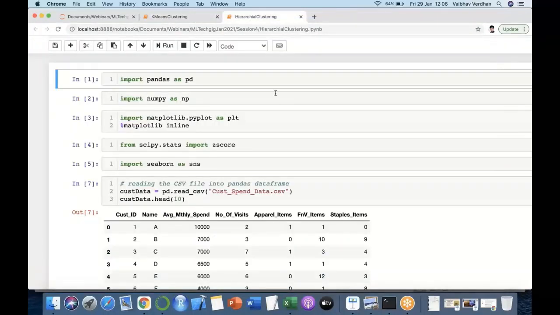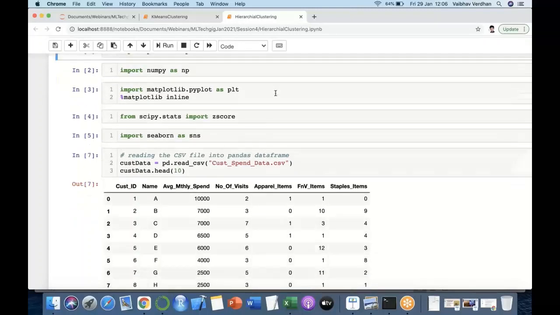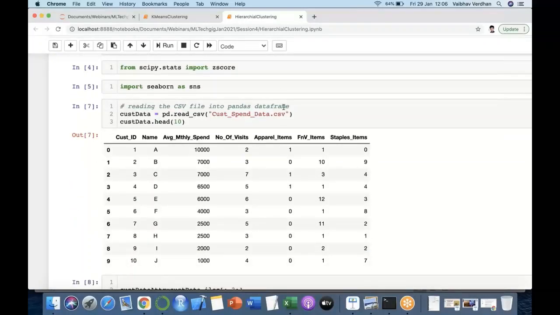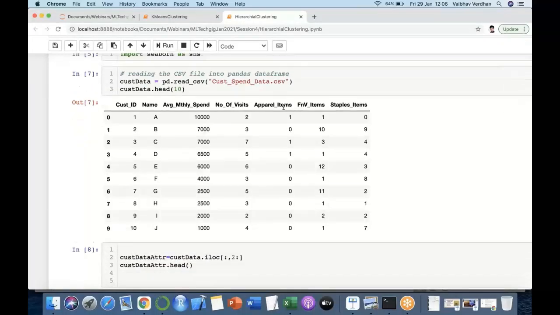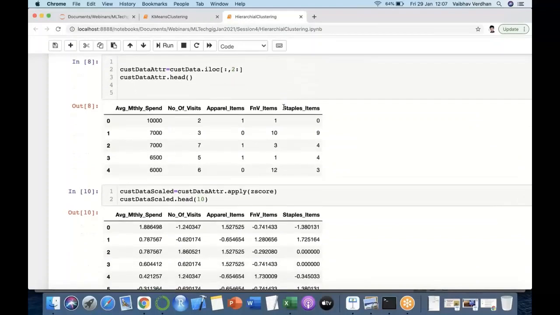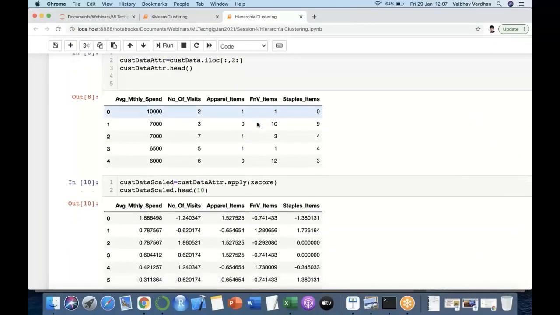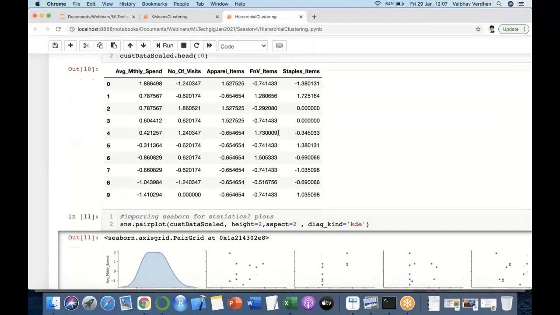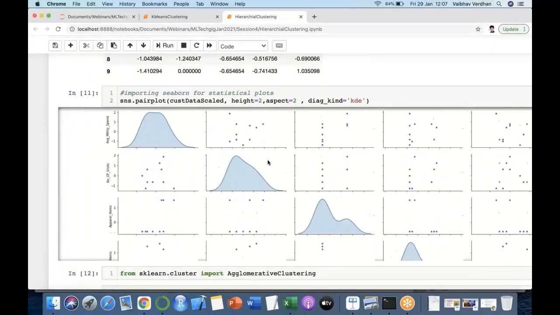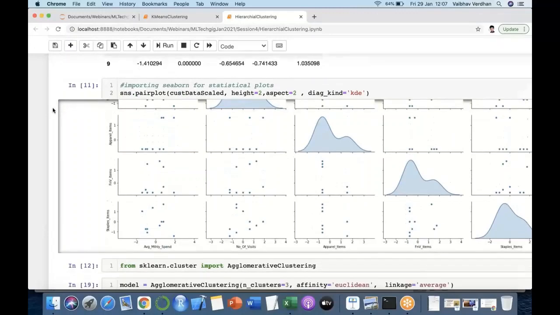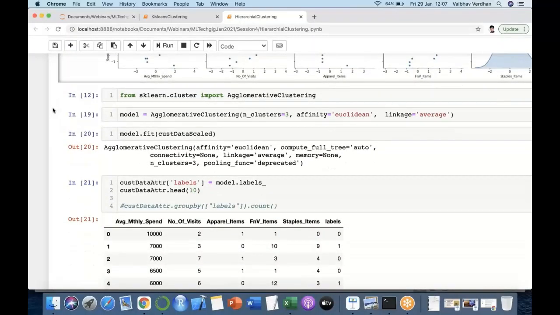For hierarchical clustering, again, we have done similar stuff. We imported the libraries: Seaborn, Matplotlib, Pandas, NumPy, etc. We took the dataset, which has name, average monthly spend, number of visits, apparels, all of that. Then I looked at the top 5 rows and scaled them, like we did earlier. This is the Seaborn pair plot. Now for hierarchical clustering, we have something called agglomerative clustering.